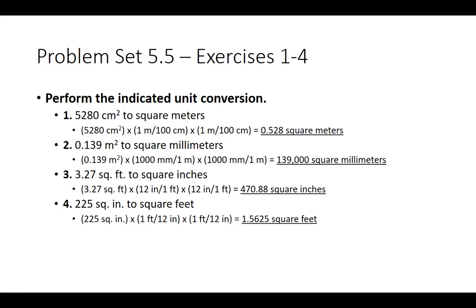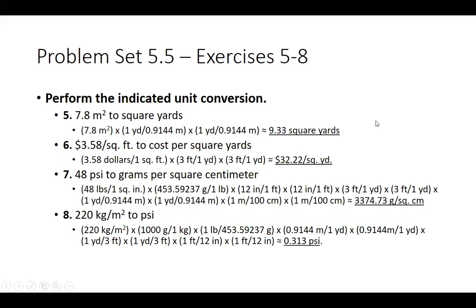The math would be 225 times 1 divided by 12 times 1 divided by 12, which gives us 1.5625 square feet. Number 5, 7.8 square meters to square yards.